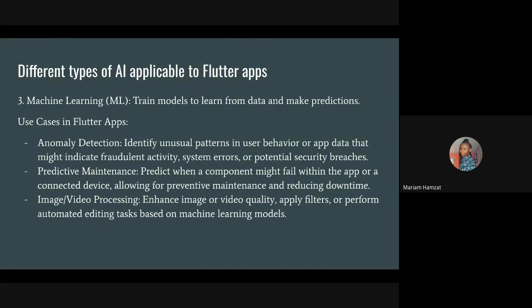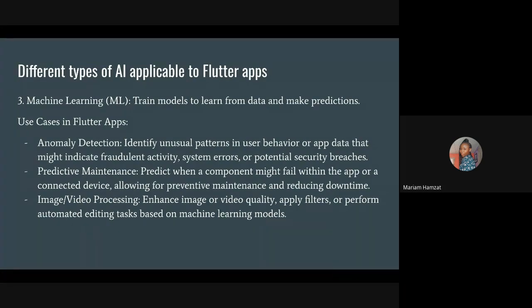So you can use it for anomaly detection, identifying unusual patterns in user behavior or data that might indicate fraudulent activity, system errors, or potential security breaches. This anomaly detection is used by a lot of companies that are into finance, because finance companies are always looking to detect any fraudulent activity going on their platform or in their company, because they don't want to lose money. So companies use this detection process to find out what is going on so that they can block it, right?